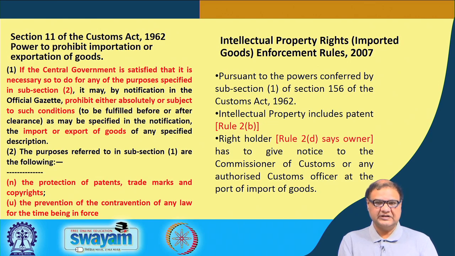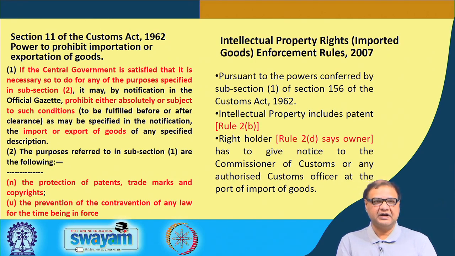So, subsection N is very specific. It talks about protection of patents, protection of trademarks, and also protection of copyrights. Whereas subsection U is a general clause which says that for anything which is contrary to the laws in force in India, the central government can take measures to prohibit, absolutely or subject to such conditions, the import or export of those goods.